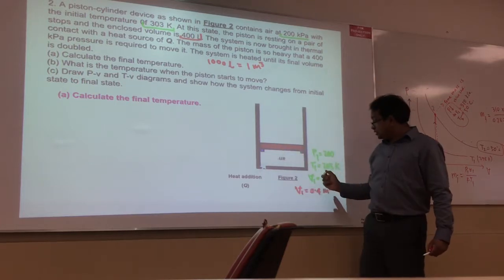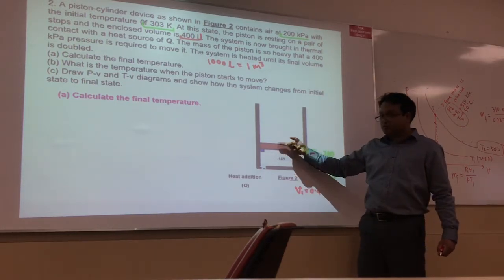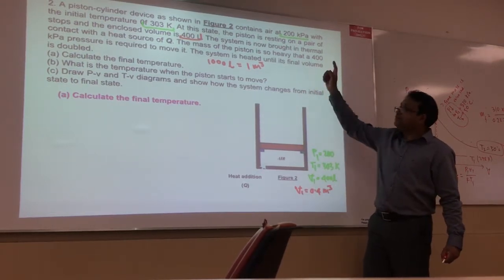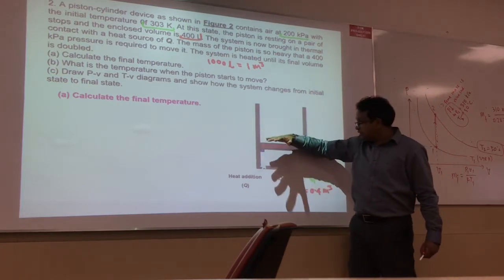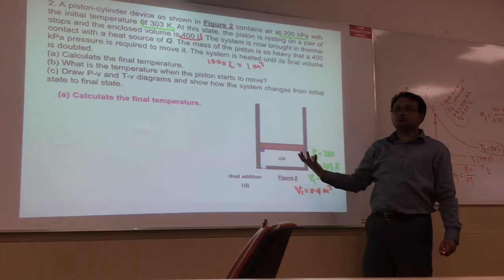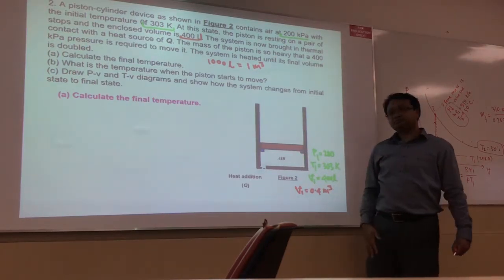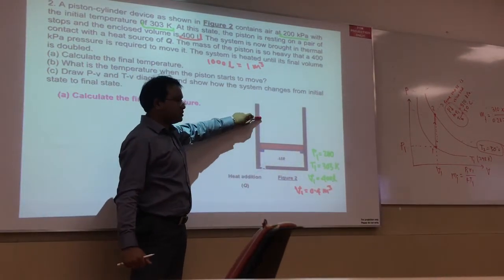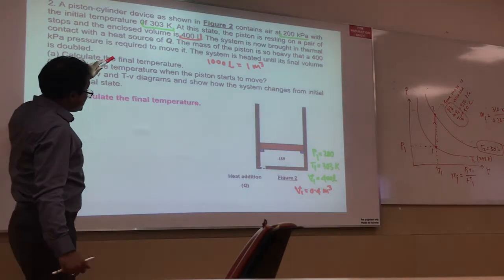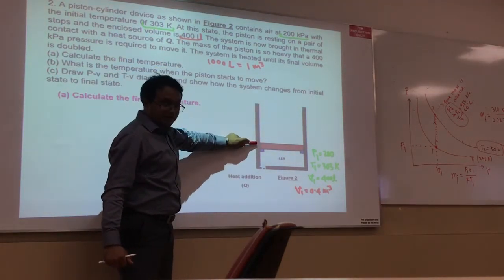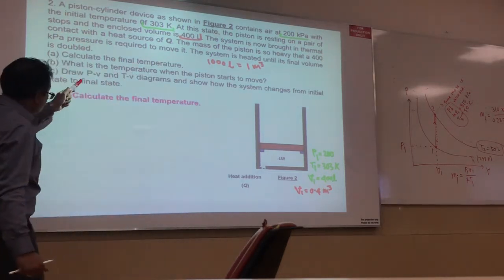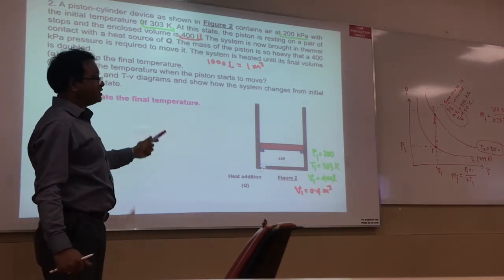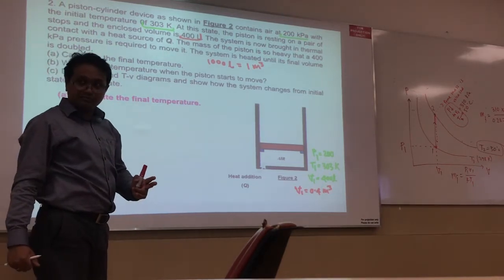Okay? When the pressure becomes 400, this moves from state 2 to state 3. And they tell you the final volume is double. At state 3, when it reaches here, the volume becomes double, 2V1, right? That's all. And the question is, you have to calculate the final temperature. What is the temperature when the piston starts to move? At that point, what is the temperature? Draw PV and TV diagrams to show how the system changes from initial state to final state. Understand?